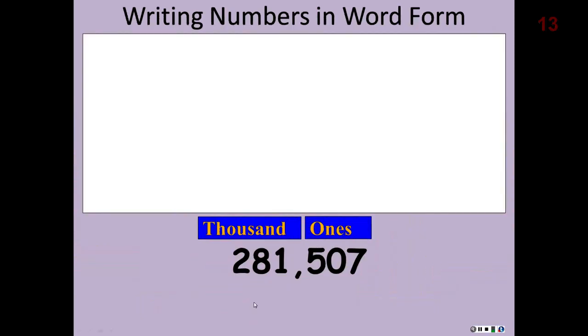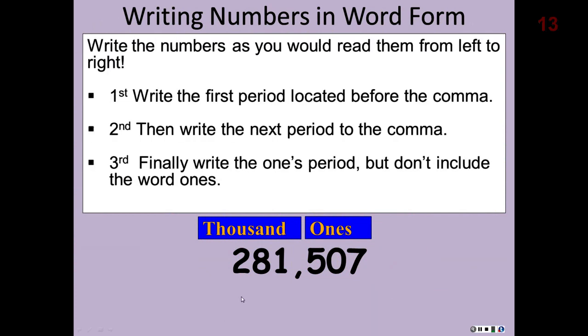Now, writing numbers in word form. When you write your numbers in word form, write the numbers as you would read them, from left to right. First, write the first period located before the comma. Second, then write the next period. Third, finally write the ones period. Do not include the word ones. When you get to the ones period, you just write those numbers. That's all.